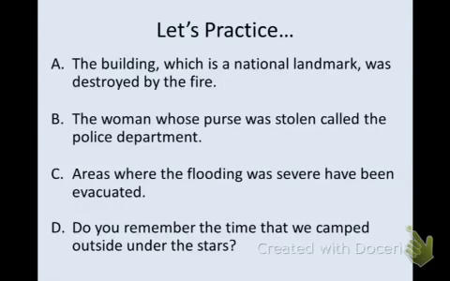Okay, let's get started. On sentence A, the building, which is a national landmark, was destroyed by the fire. Of course, we're generally always going to be looking for one of those first words, so here you can see the word which, that is our relative pronoun. That is going to be indicative of an adjective clause there. So which is a national landmark. This one's quite easy because it's set off by commas here and here.